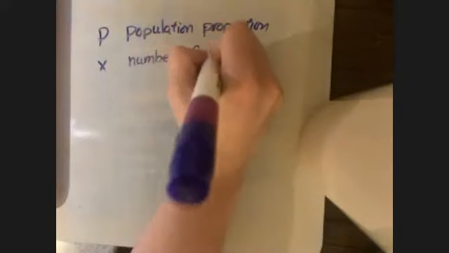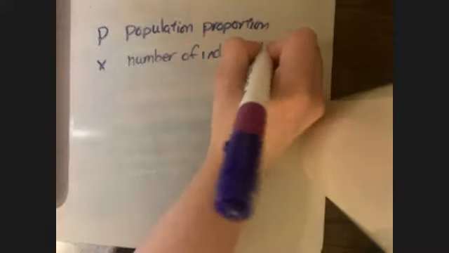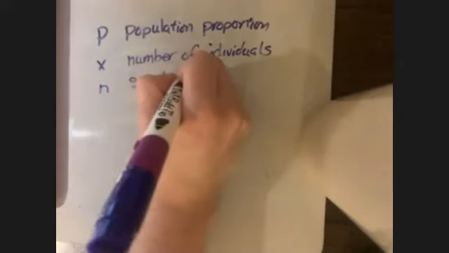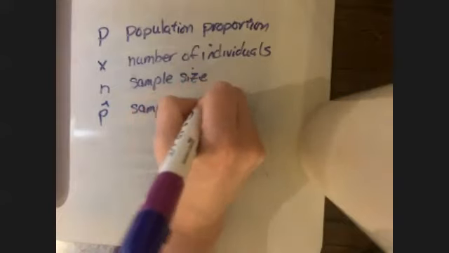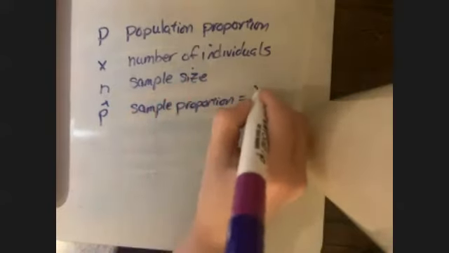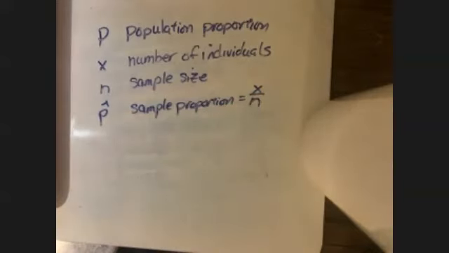So a couple of things here that we are going to be looking at. P is our population proportion. X is the number of individuals. N is your sample size. P hat, which we saw before, is our sample proportion, which is X over N. Okay, so for helpful little things with that.